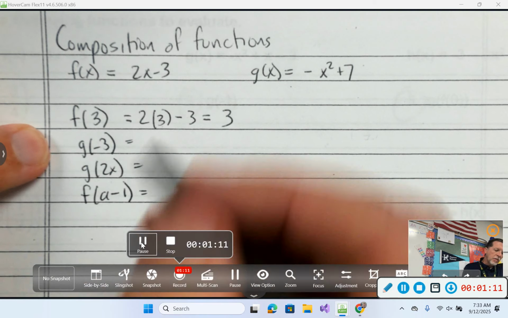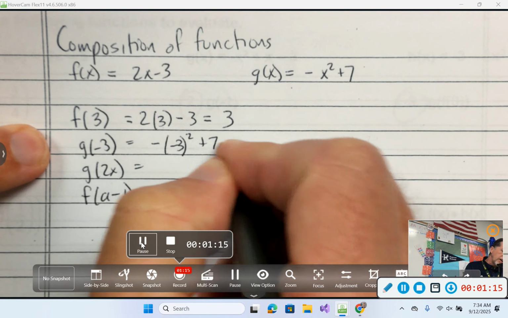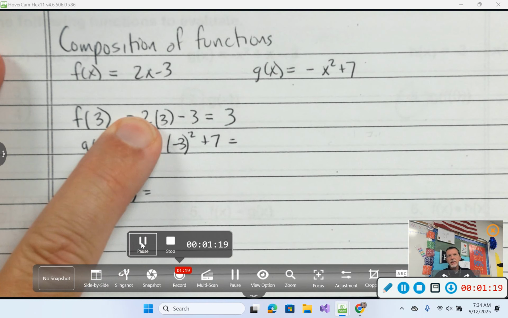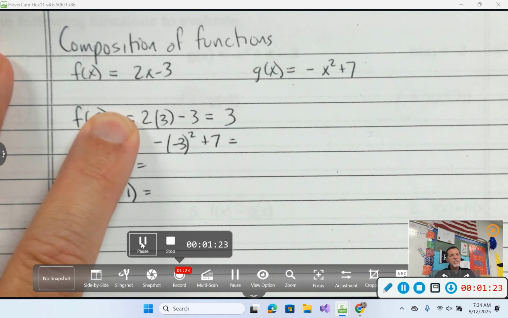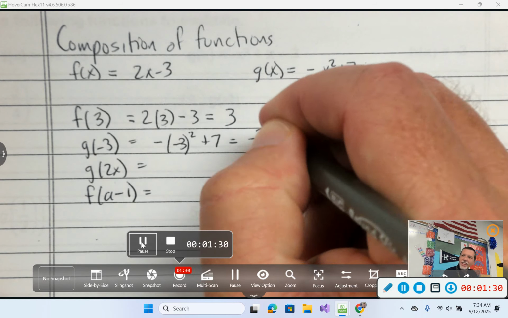g of negative 3, that's where we start losing people, because people don't know how to handle their negative numbers. What happens when we square negative 3? Positive 9. And then I put the negative on. Negative 9 plus 7. Negative 2.